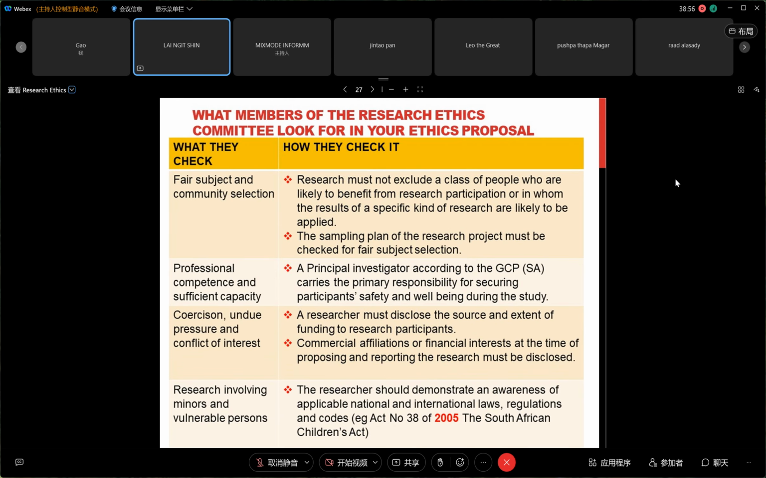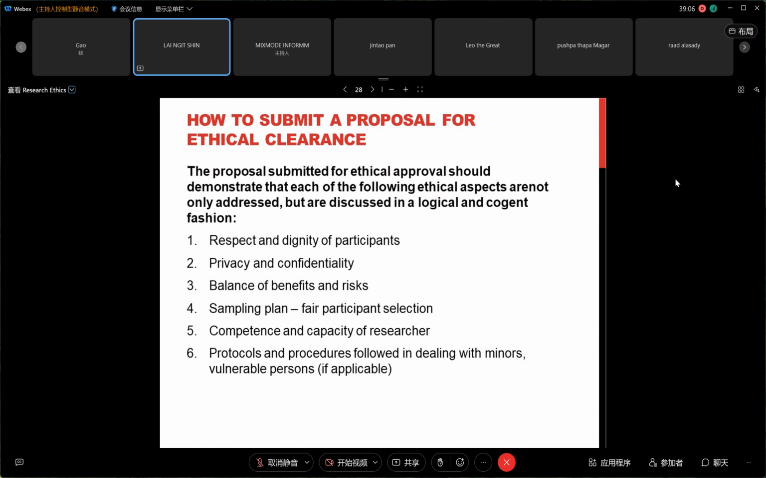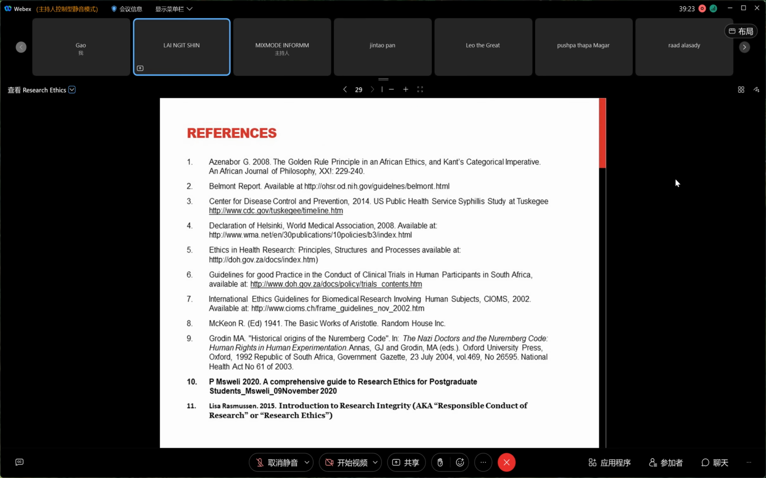That's why there are also fair subject and community selection, professional compensation for special capacity, and rules involving minors and vulnerable persons. So everything will be checked. I think you can read everything, so I will not go through it all: how to submit, respect for identity, participant privacy and confidentiality, balance of benefit, the sampling plan, the capacity of the research, and protocol and procedure for dealing with minors and vulnerable persons. This is mainly from the 2020 guideline to research ethics for postgraduate students.